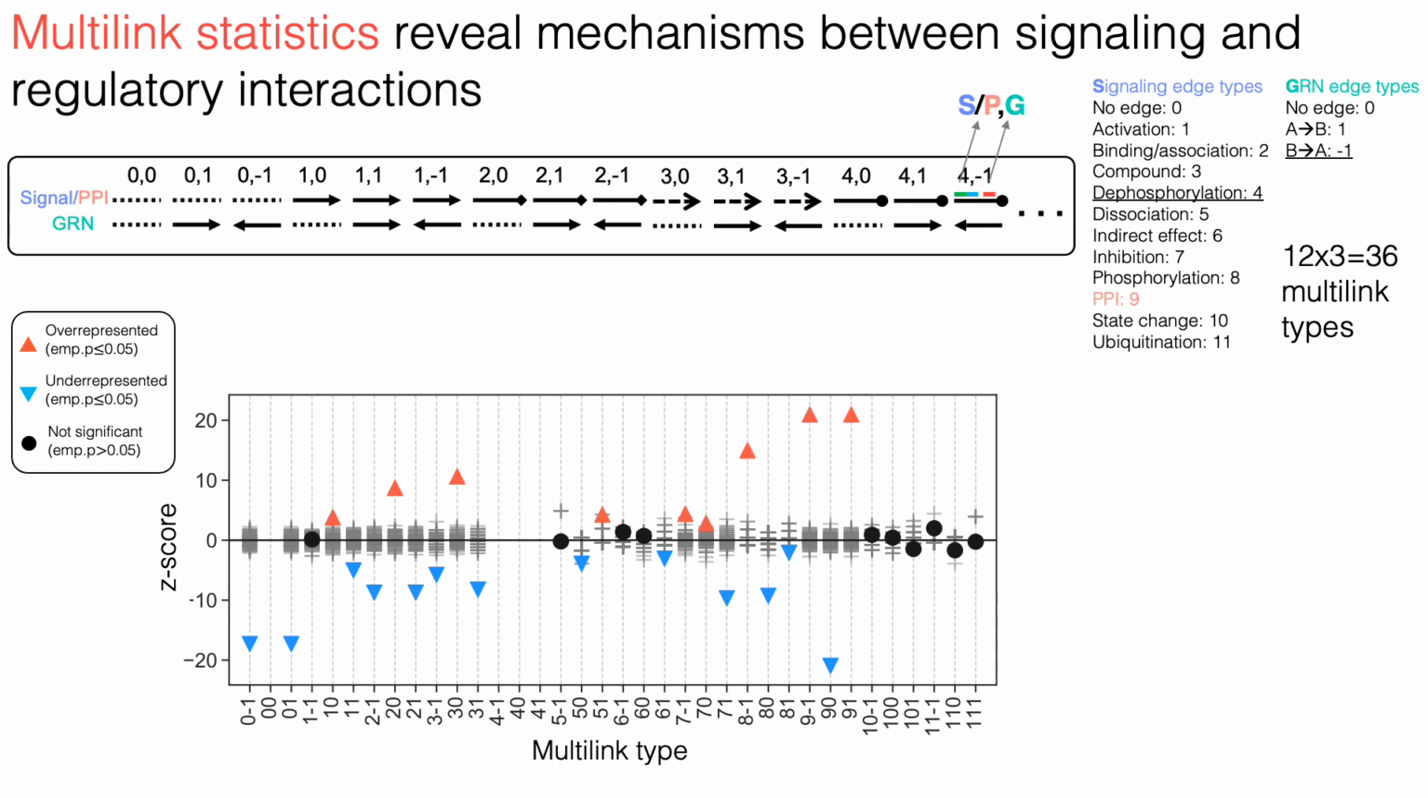Overall, multilinks of type 0,1 and 0-1, which represent the absence of an edge in the signaling layer and the presence of an edge in the regulatory layer, were significantly underrepresented across all signaling pathways. Inhibition and phosphorylation events were in opposite direction with the regulatory events, whereas dissociation events were in the same direction. In contrast, activation, binding, association, and compound interactions tended to occur without concurrent regulatory interactions.